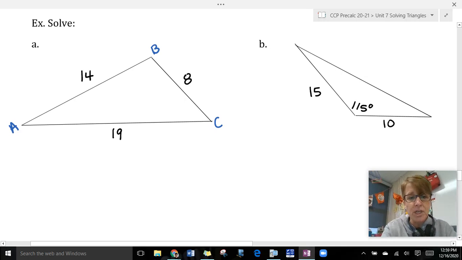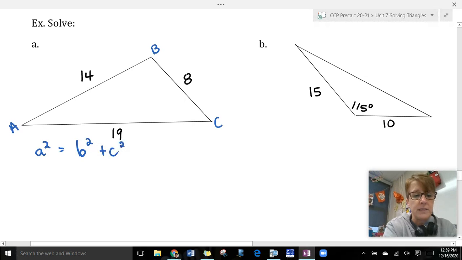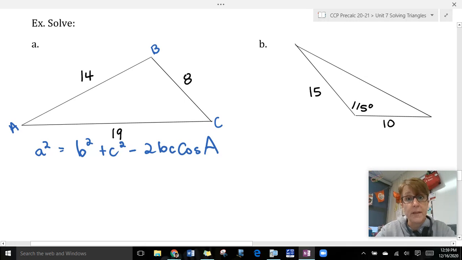Okay, so I'm going to use the version of the law of cosines that would help me solve for angle A. So if I'm solving for angle A, then I'm going to use the equation that starts with A squared, because I know if the equation starts with A, it ends with A. So A squared equals, and I'm just writing out the letters first. So B squared plus C squared minus 2BC cosine of angle A would be the version of the formula that I'm using.